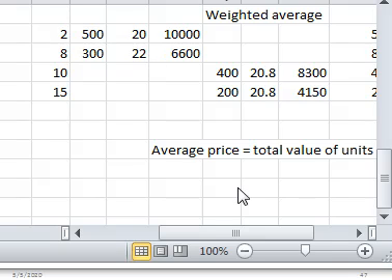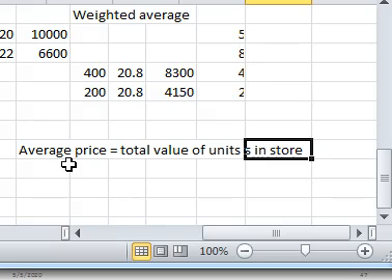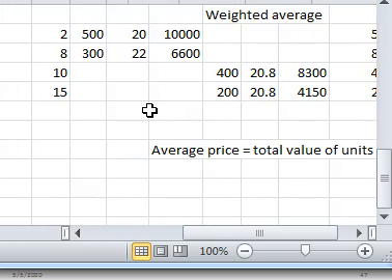The other method that we can talk about is the weighted average. So with weighted average, what we need is to get the average price. And to be able to get the average price, we get the total value of units in the store, and we divide it by the number of units in the store. So like what we said, the receipt is the same. The receipt does not have any effect. The only issue is on when you are issuing.